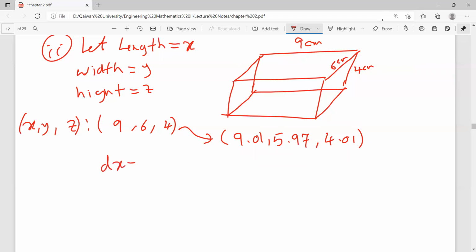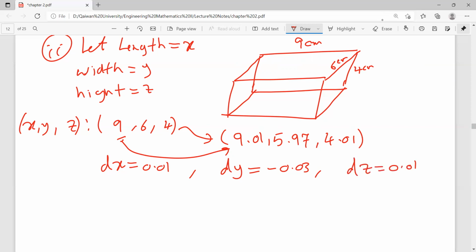So what's dx? We always subtract the original from the new. 9.01 minus 9 is 0.01. How about dy? It's minus 0.03, because if we subtract 6 from 5.97, we get minus 0.03. And dz equals 0.01. These are dx, dy, and dz.